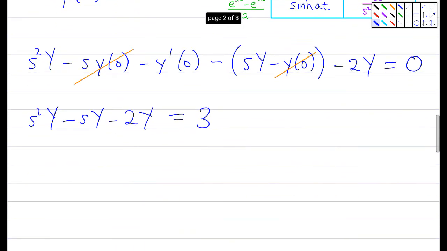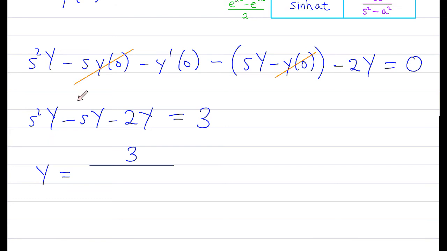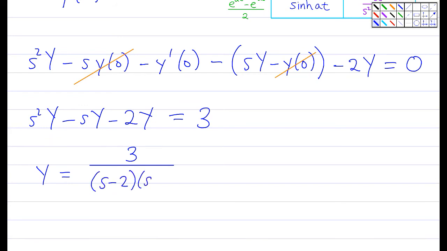Okay, let's solve that for Y, which is capital Y. Remember, that's the transform of little y, which is what we're trying to find. So I get 3 all over, big fraction here. If you factor the Y out of this, you get s squared minus s minus 2. You can factor that polynomial into s minus 2, s plus 1.